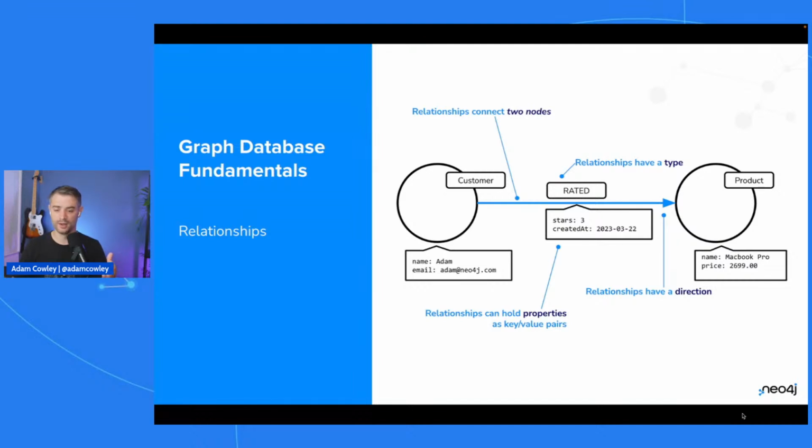In this case, this person has rated a product. We have a stars property there of 3. So this is 3 out of 5, 3 out of 10, not quite sure. And then we have the created at property there, which is a date.